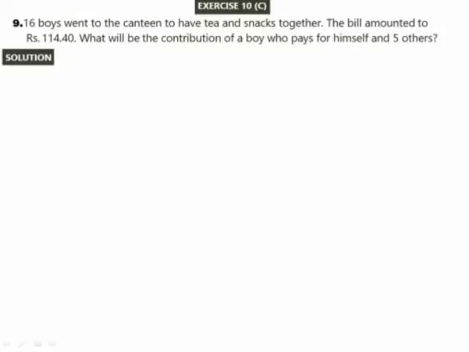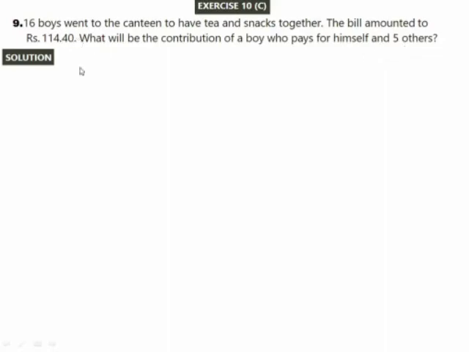Welcome back, dear students. So let's continue with exercise 10C on direct and inverse variation. Question number 9 says 16 boys went to the canteen to have tea and snacks together. The bill amounted to rupees 114.40. What will be the contribution of a boy who pays for himself and 5 others?